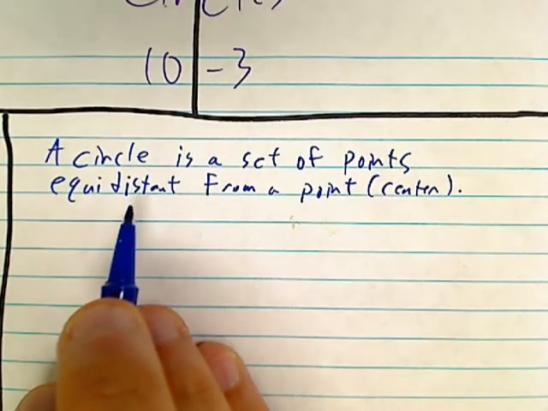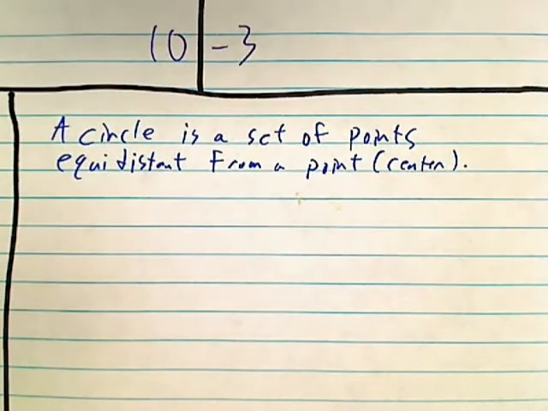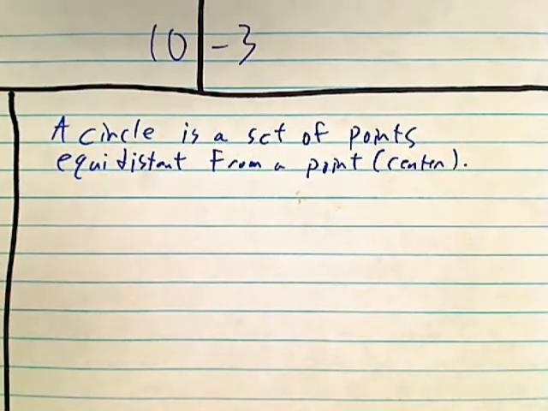Okay, I didn't really put that there. Maybe I should have. So a circle is a set of points equidistant from a given point, so that all the points around it that have that same distance, that is it.